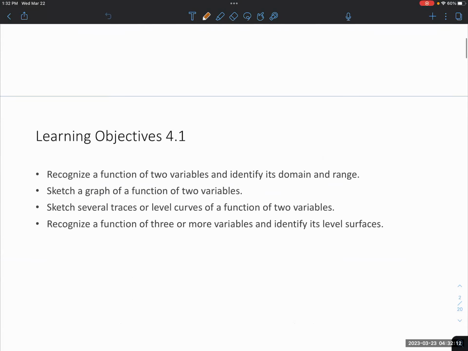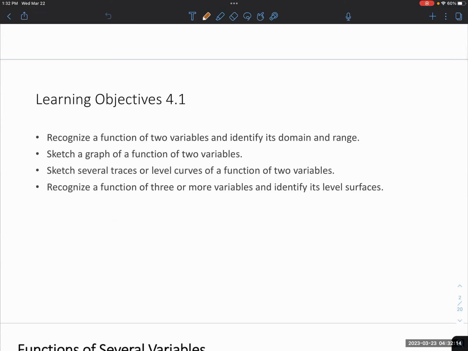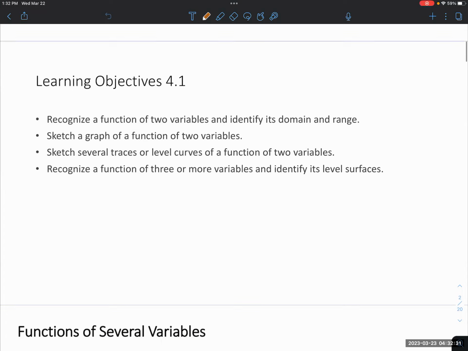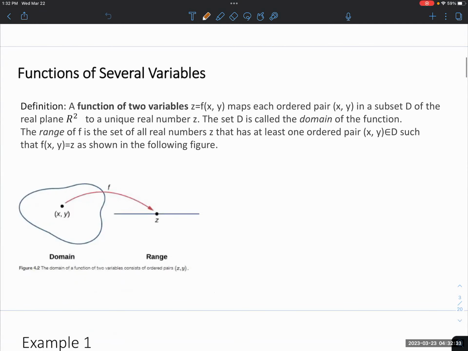So let me go to here. We are going to talk about functions of two variables and how to identify their domain and range. And also we are going to be able to sketch the graph of a function of two variables. And also we're going to talk about the concept of level curves, okay? So let me show you the definition of functions of several variables.